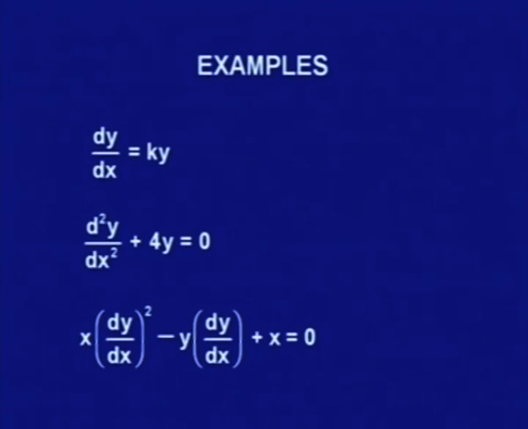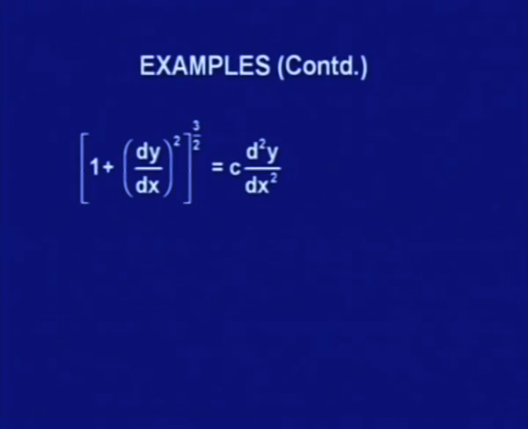Now, let us see one more example we had in our examples, that is 1 plus dy over dx square, whole to the power 3 by 2, is equal to c times d2y over dx2. In this equation, we have a power of 3 by 2, that is, it is involving a square root. Now, this is not called a rational equation, because here the power of dy over dx has 1 over 2 in it. So, we will rationalize it.